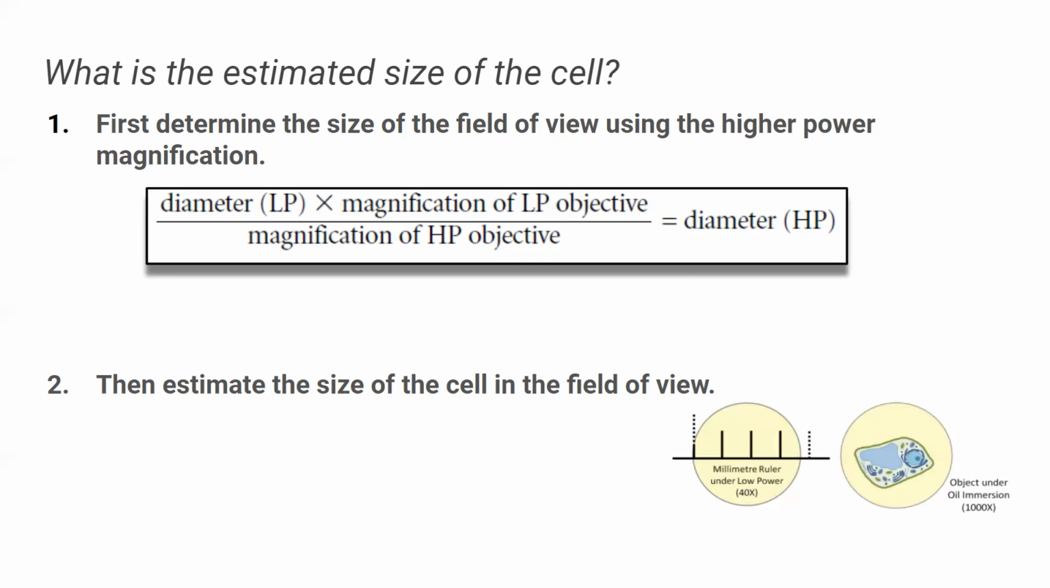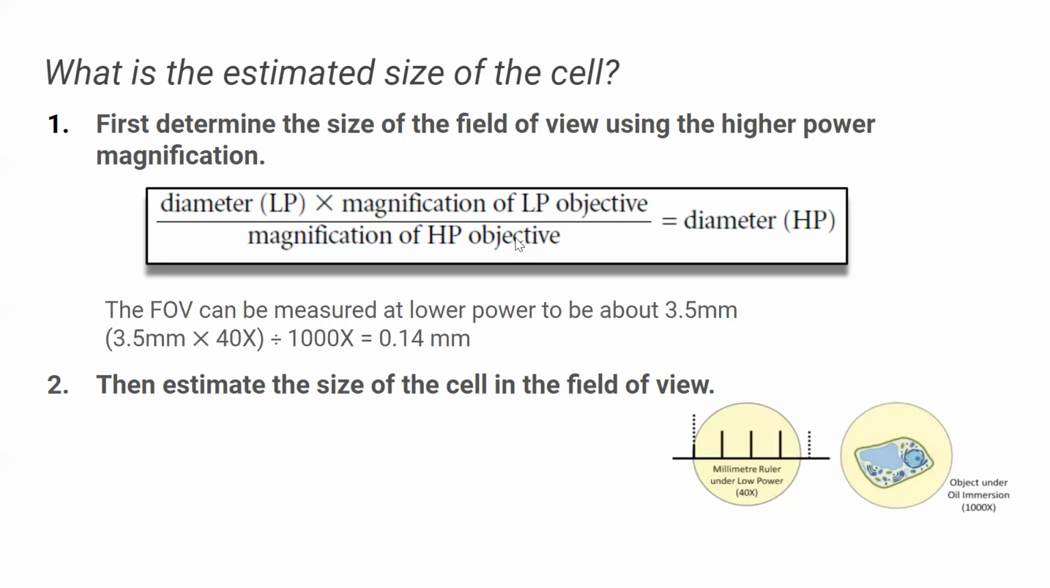So we're gonna go with 3.5 times, wait, 3.5 what? Millimeters, good, times 40x, good, divided by 1,000. Okay, what's 3.5 times 40? 140 divided by 1,000. 0.14 millimeters. Wonderful. So that should be your answer for number 1 under practice problem number 2.